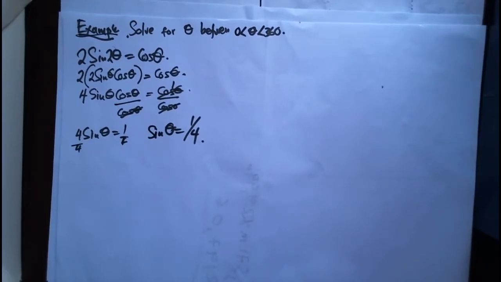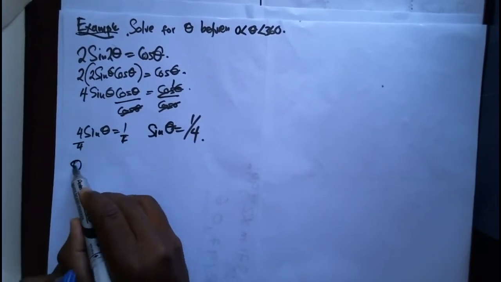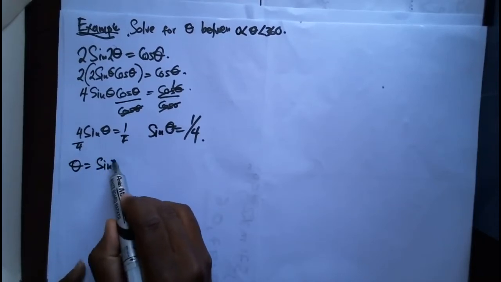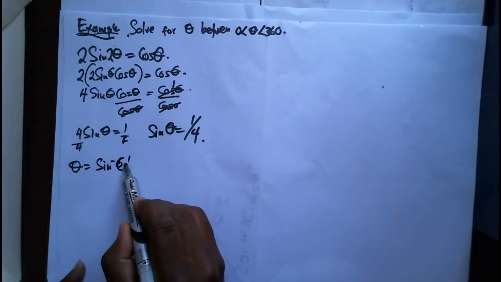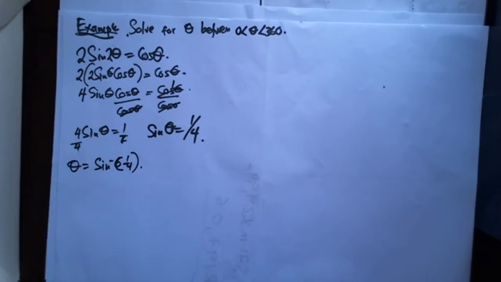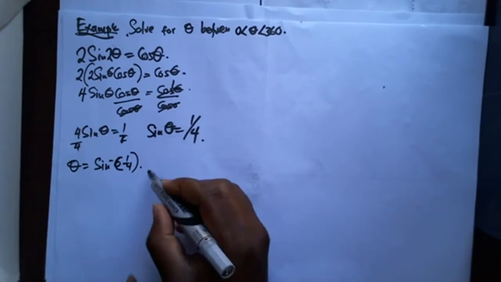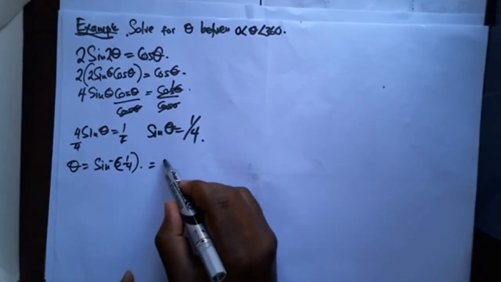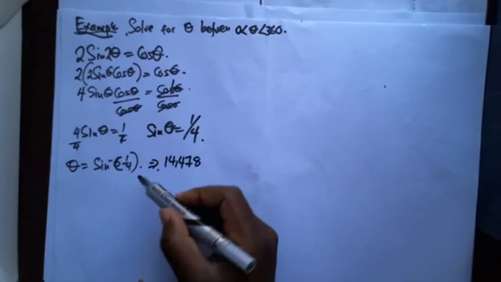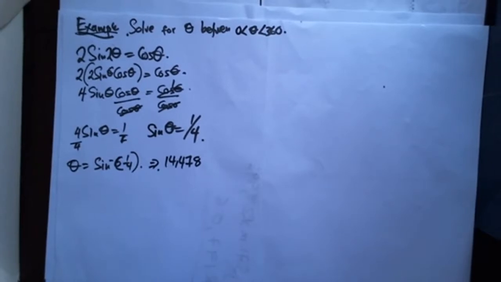So we can take our calculator here and we can say theta is equal to shift sine of 1/4. In degrees, we get theta is equal to 14.478. So this is our principal value, right?